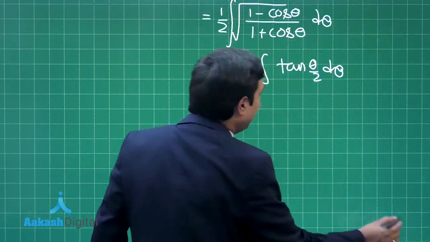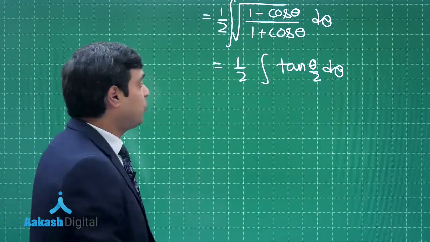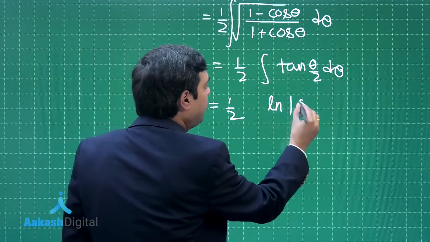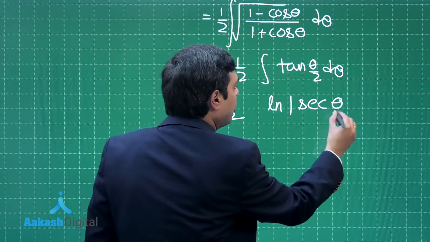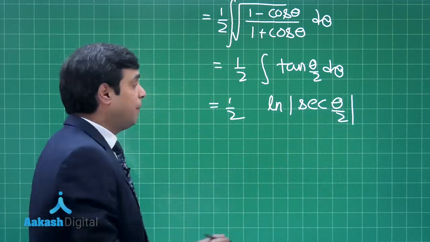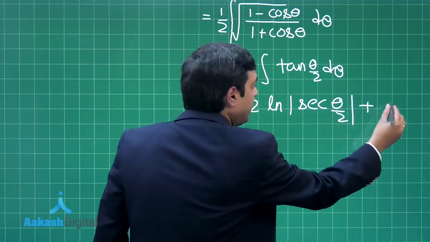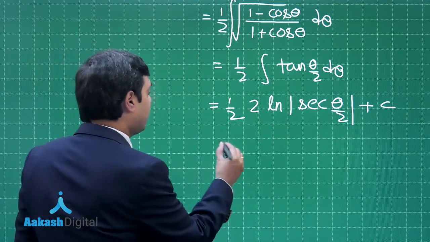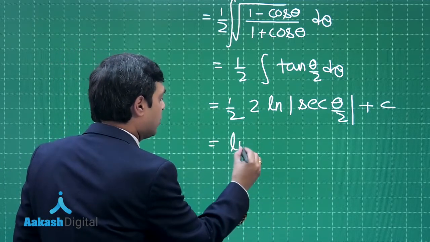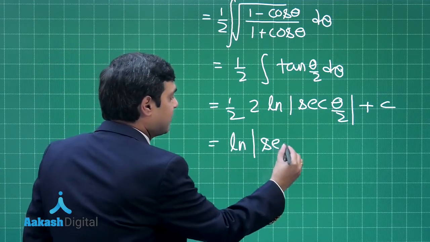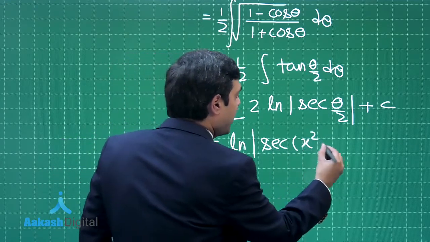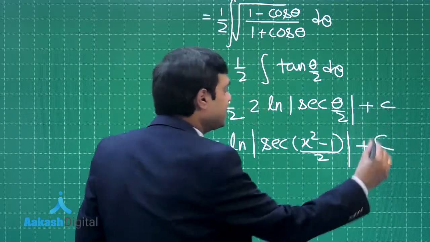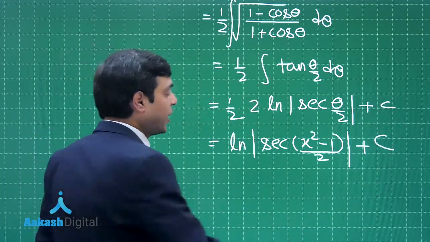We can integrate it, and the integral of tan theta by 2 is simply given by log mod sec theta by 2, whole divided by half, meaning 2 is multiplied here, plus the constant of integration. So this is clear. Let's put back the value for theta. This is log mod sec (x square minus 1) whole divided by 2 plus the constant of integration. Now just look at the options.